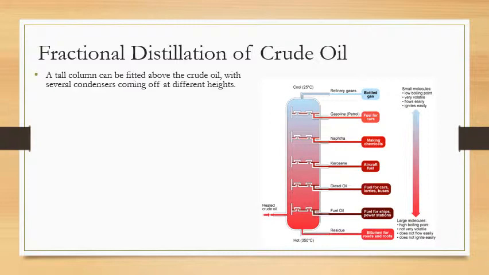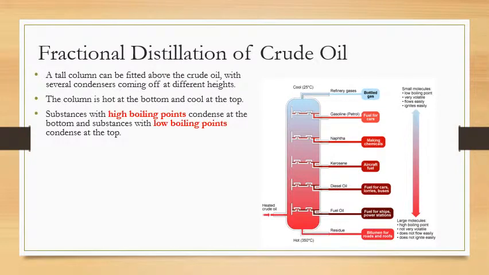Essentially a tall column can be fitted above the crude oil with several condensers coming off at different heights. The column is very hot at the bottom and cool at the top, as you can see. Substances with high boiling points condense at the bottom and substances with low boiling points condense at the top. So the substances which have long chains will be at the bottom. The substances which have smaller chains won't take much energy to break the intermolecular bonds, so lower temperatures.